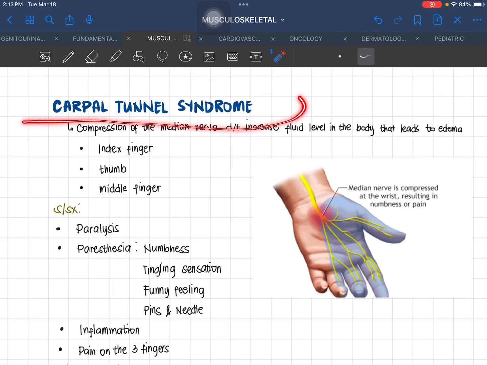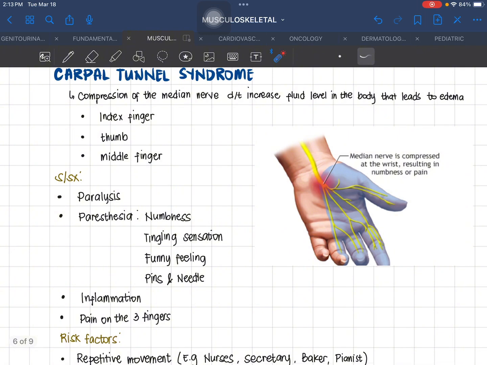So, next is carpal tunnel syndrome. Carpal tunnel syndrome, this is the compression of the median nerve. Tatandaan natin, compression of median nerve due to increased fluid level in the body that leads to edema. So, ang cause niyan, edema, yung increased fluid level na may edema, naiipit na yung median nerve mo, so nagko-compress siya. Ayan. Ulitin ko lang, compression of median nerve due to increased fluid level in the body that leads to edema.